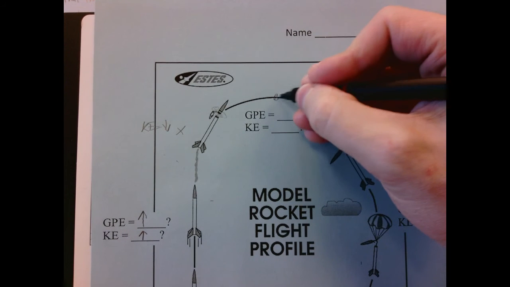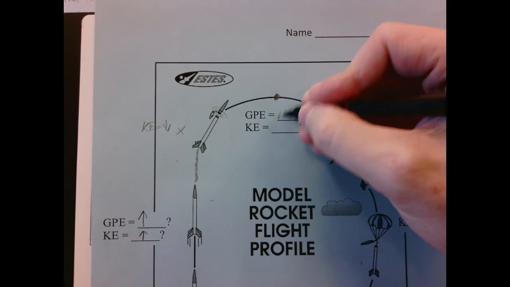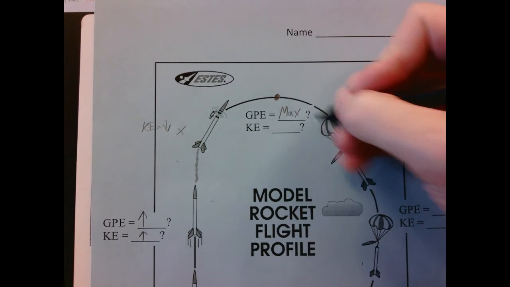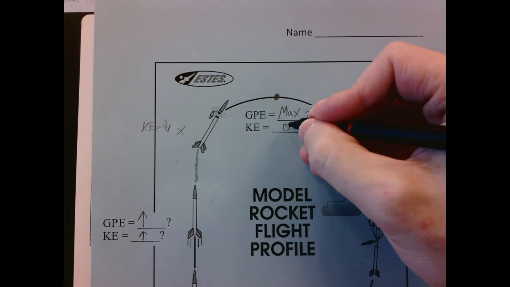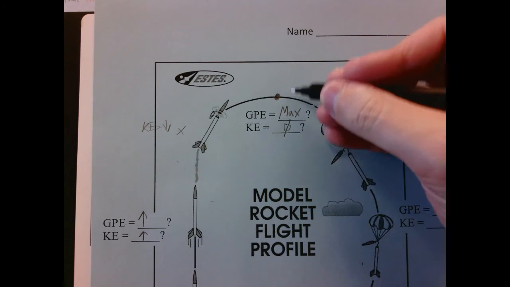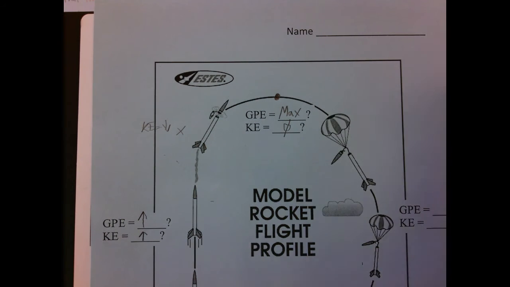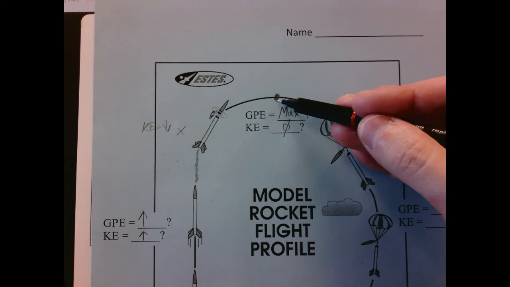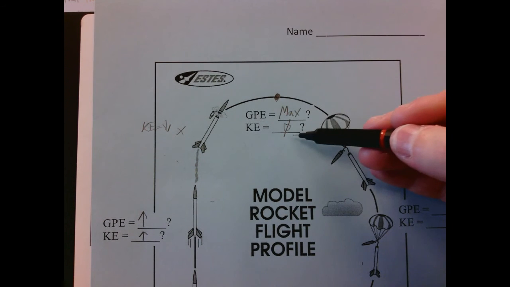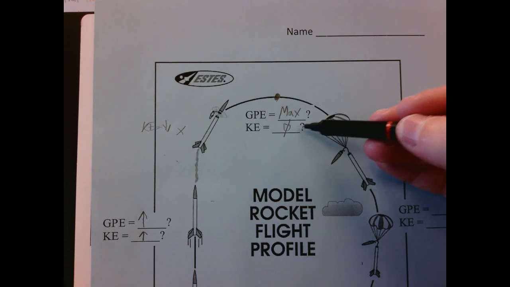Now, when it gets to the very tippy top up here, that's the maximum gravitational potential energy because that's the maximum height that it will have, and its kinetic energy is 0 because for a split second up here, it is not moving. When you throw something up into the air, once gravity is allowed to fully take over, you will get to a situation where you have no motion for a split second.